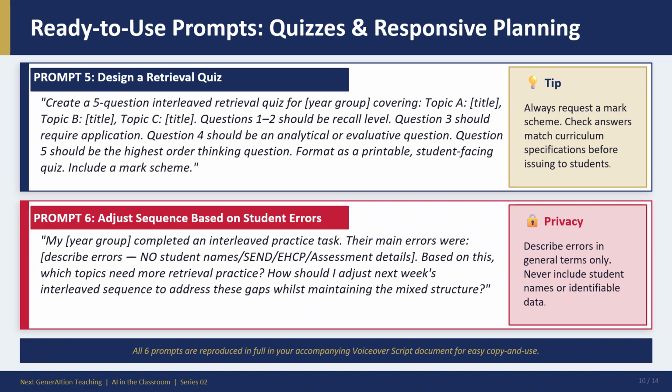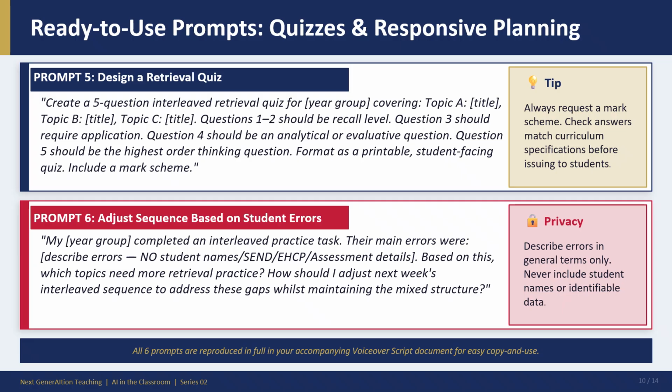Prompt 6 is adjusting your sequence based on student errors. Then you put your year group, completed an interleaved practice task. Their main errors were, and then you describe the errors, but make sure that you don't put any student names or any personal details. Based on this, which topics need more retrieval practice? How should I adjust next week's interleave sequence to address these gaps whilst maintaining the mixed structure?